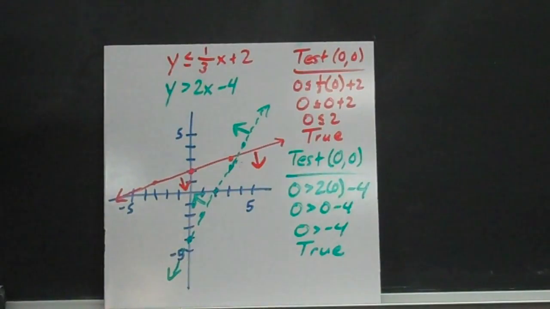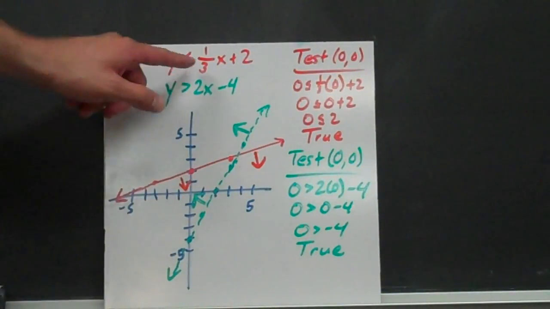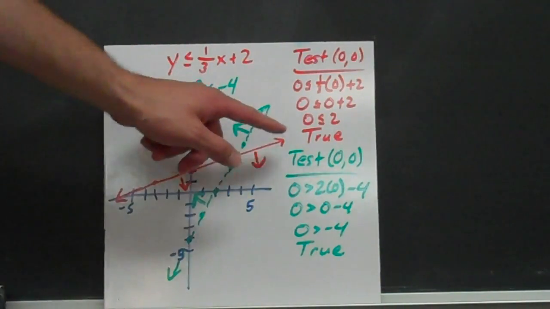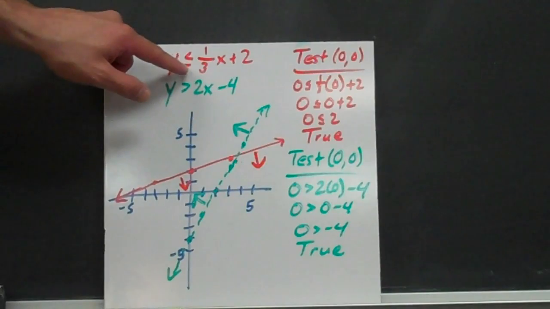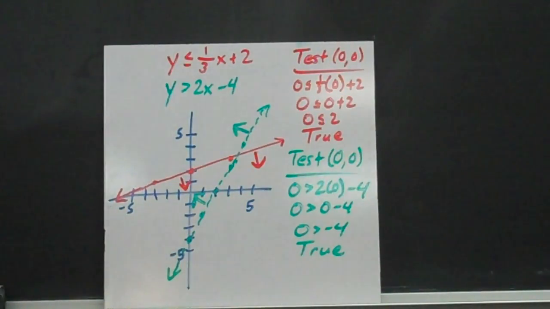So if we start with the red line, it's going to start at positive 2, and it's going to go up 1 over 3, up 1 over 3, up 1 over 3. And it's a solid line because of the equal to part. We won't worry about the shading just yet. We'll go to the second line.